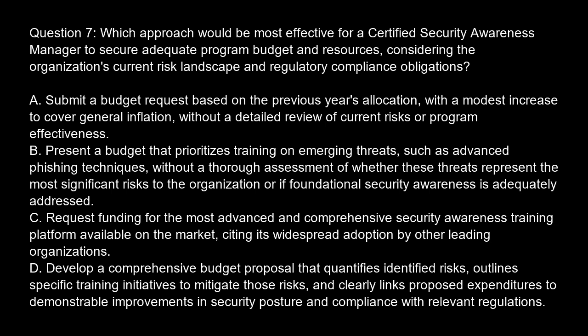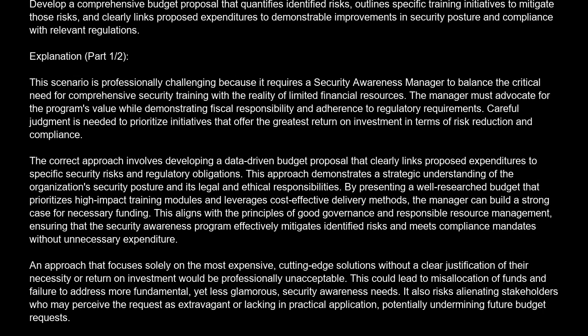Option D. Develop a comprehensive budget proposal that quantifies identified risks, outlines specific training initiatives to mitigate those risks, and clearly links proposed expenditures to demonstrable improvements in security posture and compliance with relevant regulations. The correct answer is D. Develop a comprehensive budget proposal that quantifies identified risks, outlines specific training initiatives to mitigate those risks, and clearly links proposed expenditures to demonstrable improvements in security posture and compliance with relevant regulations.